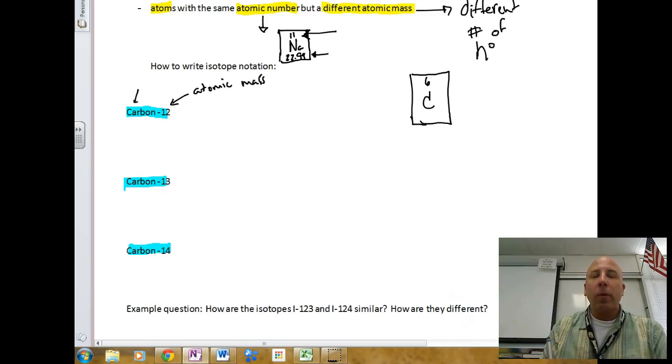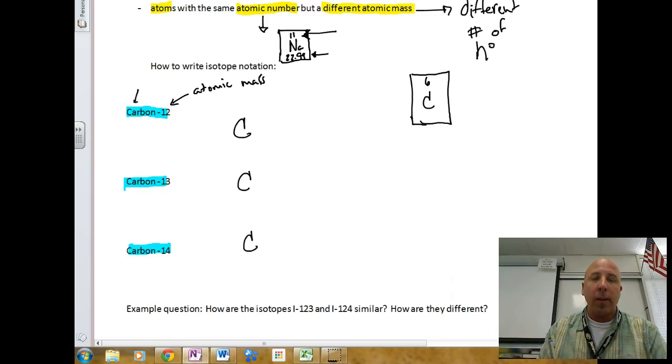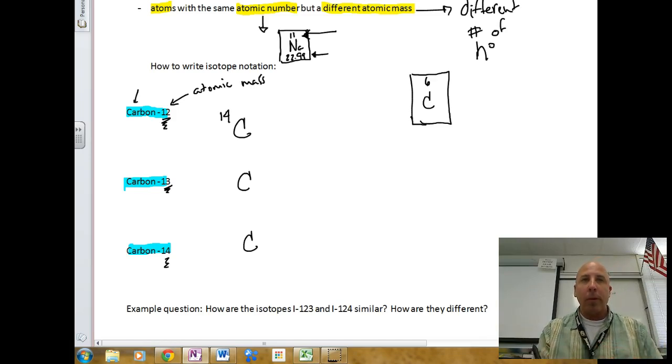So let's talk about what's going on here for isotope notation, and then we'll talk about the difference between each one of them. If we're going to write isotope notation, first we write down the symbol. Each of these has the symbol C. That's one of the reasons why they're carbon. The next thing we do is write in the atomic mass, which was listed here, here, and here. Let's put a 12 there, because this is the atomic mass of this carbon. We're going to put the 13 there, and the 14 there.